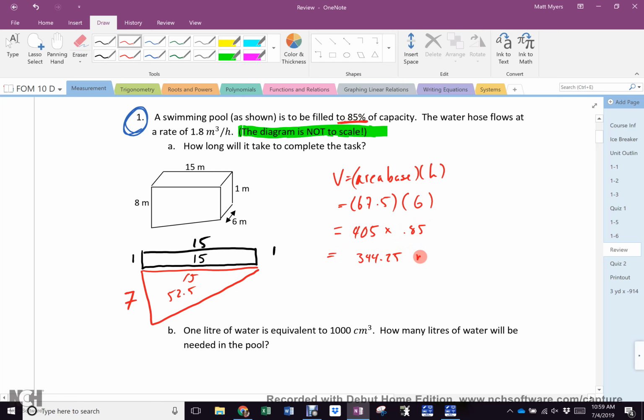344.25 meters cubed. Now, the hose flows at 1.8 meters per hour. So I have to divide that by 1.8, and it will take 191.25 hours. Any questions? Again, it's just a prism and a volume question.